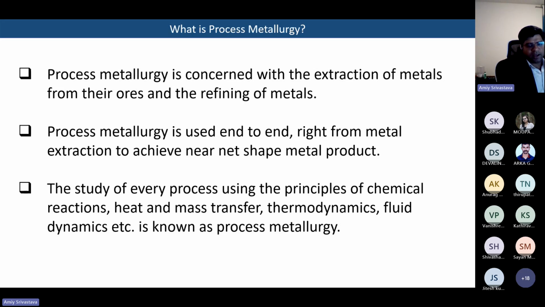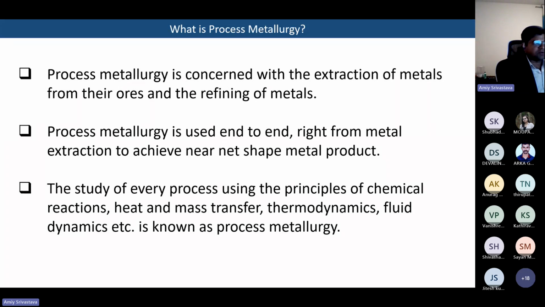analysis, by heart and by profession, we are process metallurgists, right? And since we are material scientists or metallurgical engineers, we should know where we can apply the concept of machine learning. Once we know that, we can model our process in order to get multifold benefits. But before that, we should know what process metallurgy is.